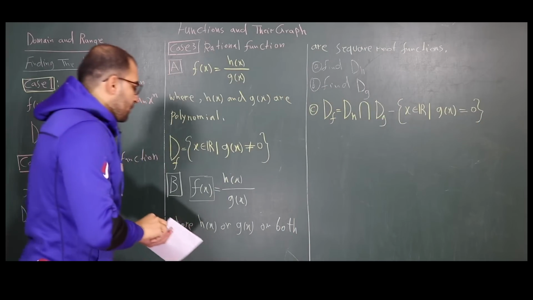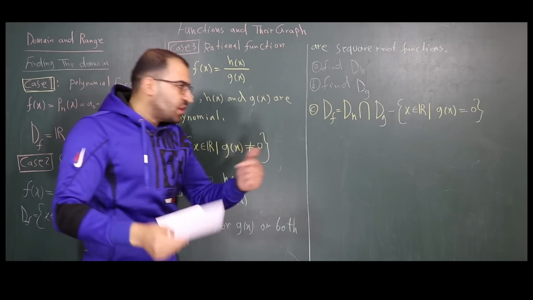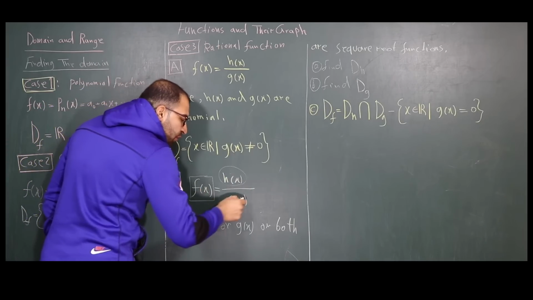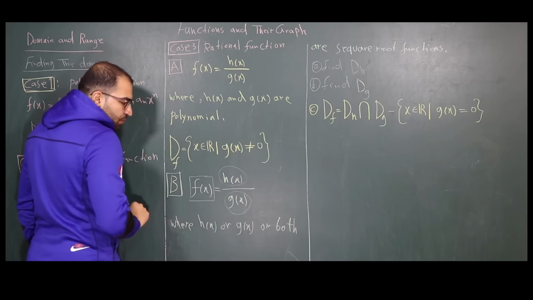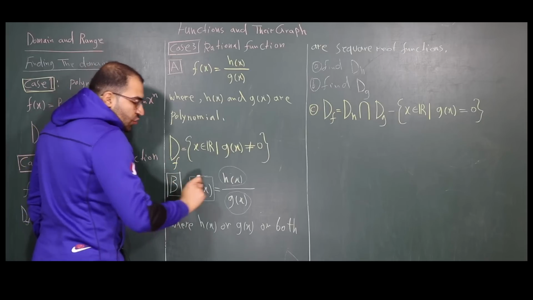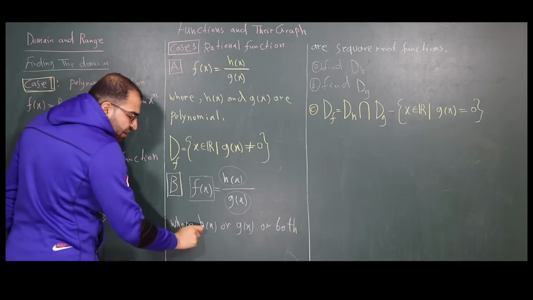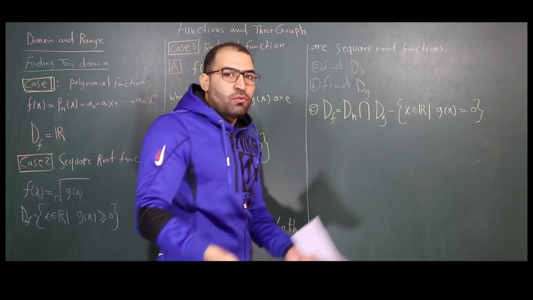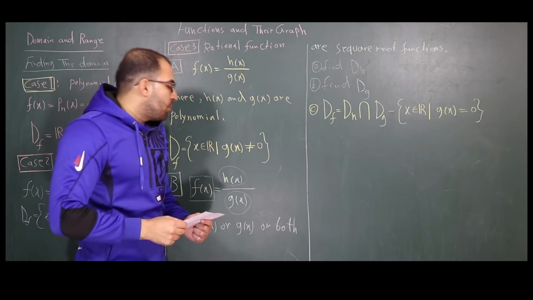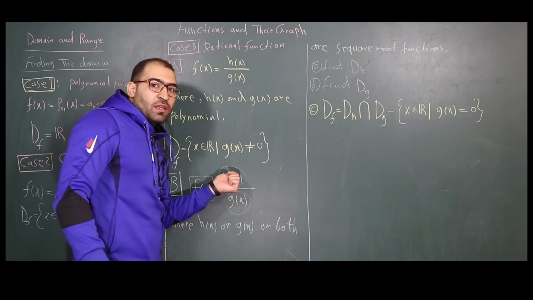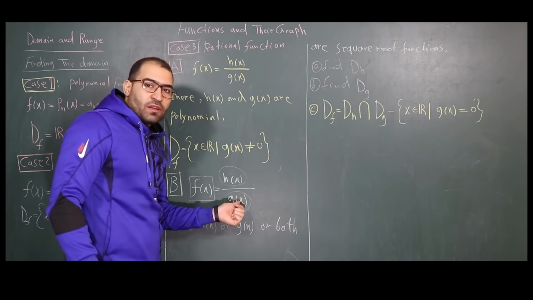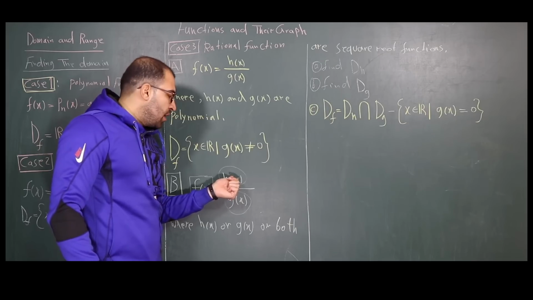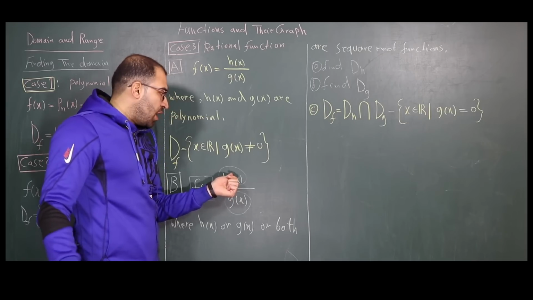So what we already did in the notations now, we found the domain of the numerator and we found the domain of the denominator. As I said, I'm talking about the case when h of x or g of x or both are square root functions. But if I have a polynomial on the top or a polynomial in the bottom, I wouldn't have any problem.